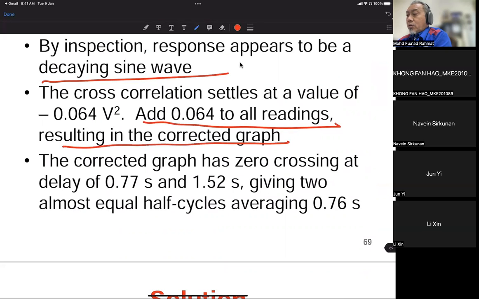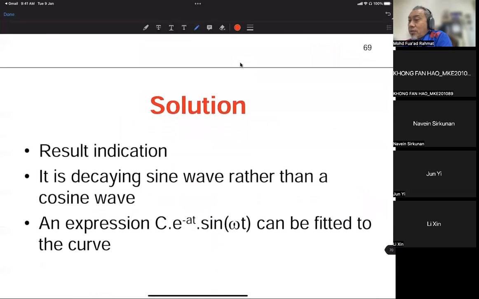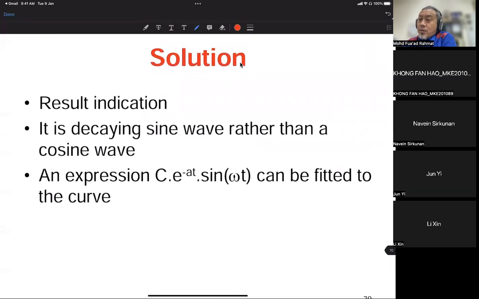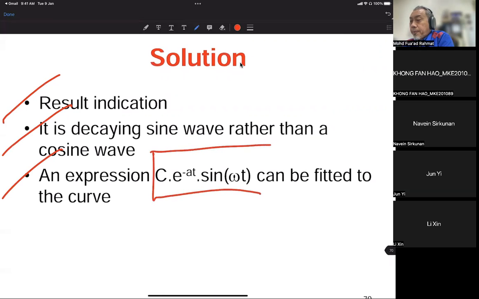The corrected graph has 0 crossing at delay 0.77 seconds and 1.52 seconds, giving an almost equal half cycle, averaging 0.76. That is 0.77 plus 1.52 divided by 2, which produces 0.76. This result indicates a decaying sine wave instead of cosine, and a suitable expression can be fitted to the curve.